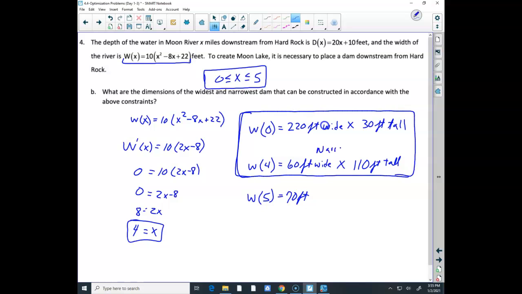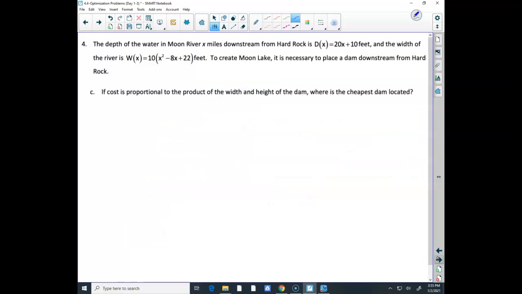Narrow is down here, and widest is up there. Okay, so that gives me the widest and the narrowest river within my constraints. Okay, and the last one we're going to do here is we need to know, if the cost is proportional to the product of the width and height of the dam, where is the cheapest dam located? Oh boy. So cost is proportional.